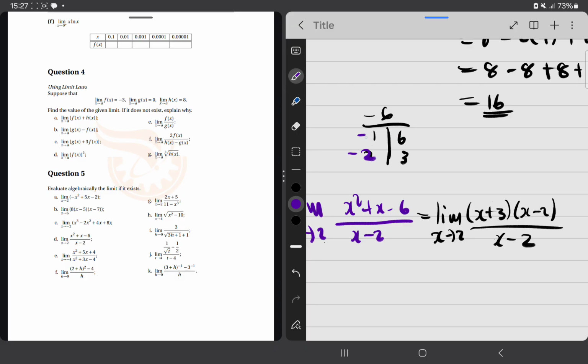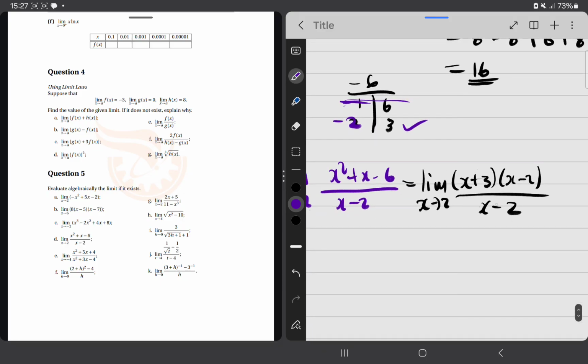So what do I have now? Minus 1 and 6 and minus 2 and 3. Which one will add to give me this plus 1? Because they should multiply to give you minus 6 and add to give you plus 1. This will never add to give me plus 1. 6 minus 1, it will never. 3 minus 2, yes, so it's going to be x plus 3 and x minus 2. Then what do I do? I cancel x minus 2 and x minus 2. Therefore, I'll have the limit as x approaches 2 of x plus 3.